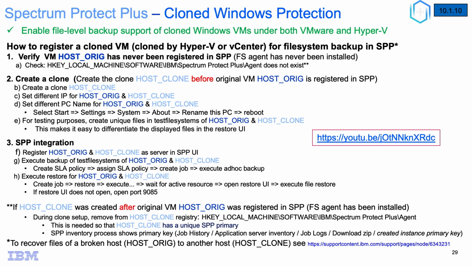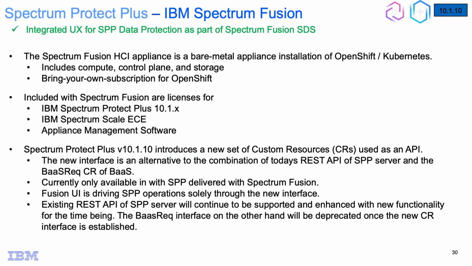Now, just a warning, if you have backed up Windows file systems with the same primary key in Spectrum Protect Plus, this will not fix that. What you'll need to do is go to this support content entry from the IBM support pages and use that procedure to correct the issue of the duplicate primary keys.